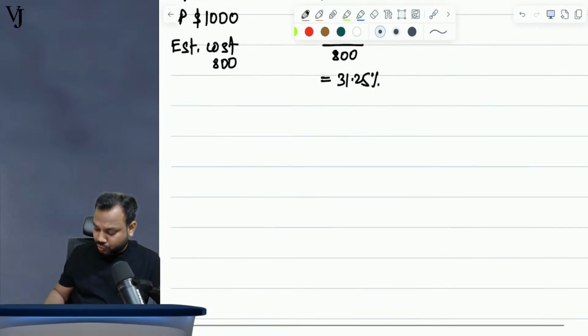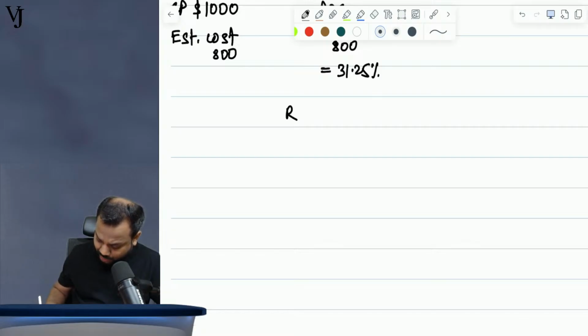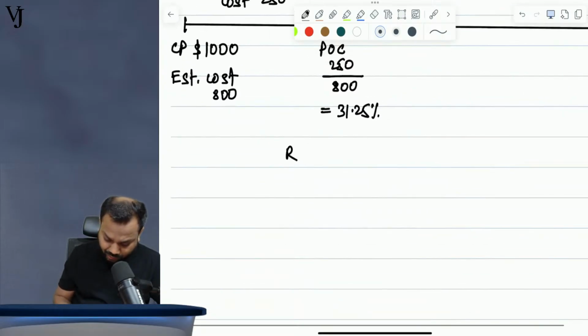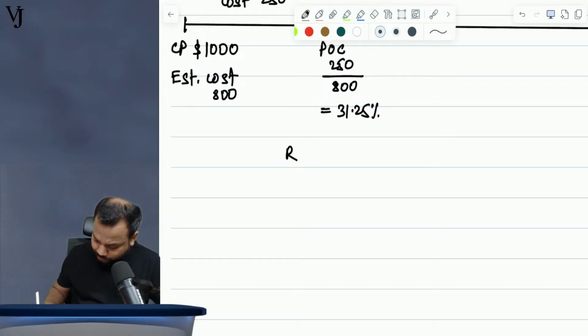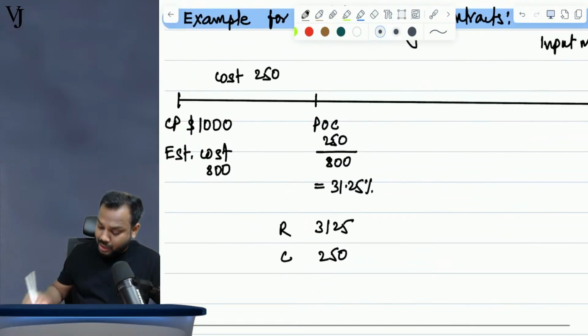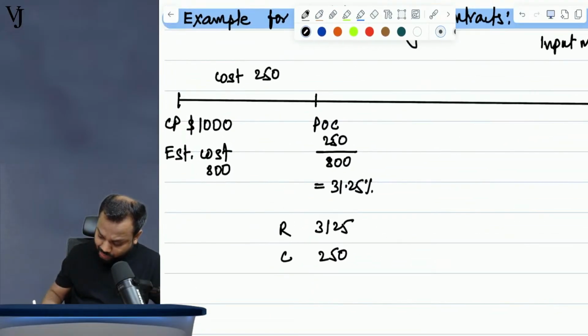31.25%. So what is the revenue that you will recognize? Revenue will be 31.25 into 1000 is 3125. Cost will be 250. Okay. Now again, let's suppose in the next year, this year, the cost incurred is, let's suppose, 300.